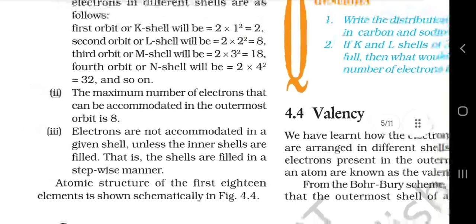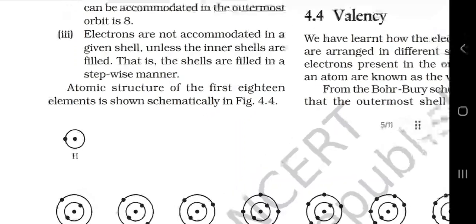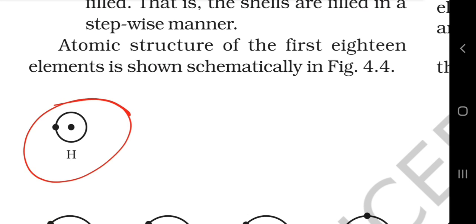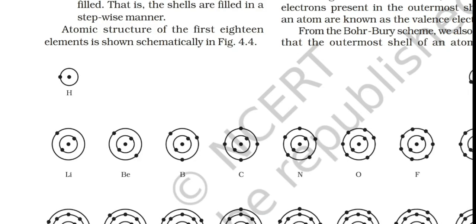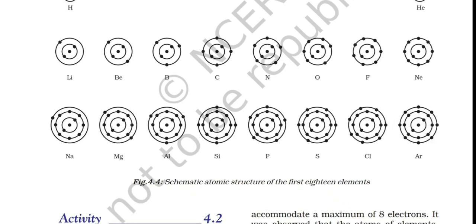The atomic structure of the first 18 elements is shown systematically in figure 4.4. So this is the atom of hydrogen. Lithium, beryllium, boron, carbon, nitrogen, oxygen and so on. So these are the structures of hydrogen and helium, and these are the atomic structures of the first 18 elements.